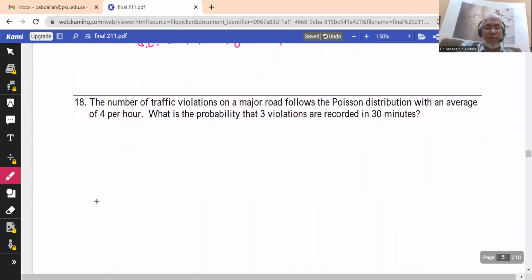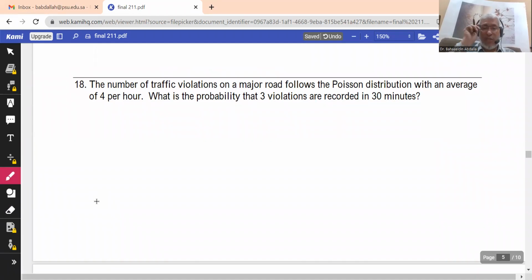This is section 7.1. The number of traffic violations on a major road follows the Poisson distribution with an average of 4 per hour. So lambda is 4 per hour, 1 segment. Now, what is the probability that 3 violations are recorded? So he wants to find probability of 3 in 30 minutes. Well, 30 minutes means half an hour. And this means that T is half. The segment here he is asking about is half an hour. So T should be half.